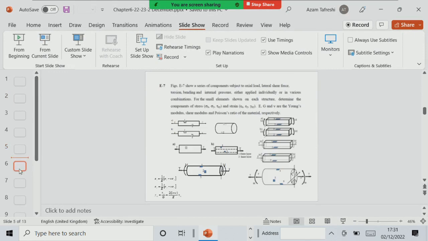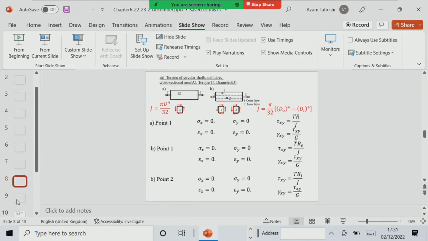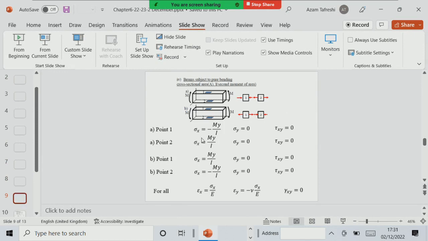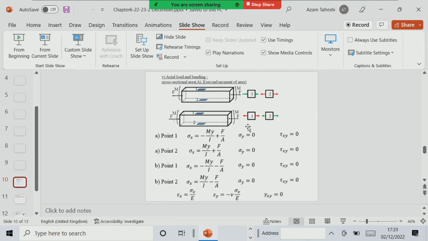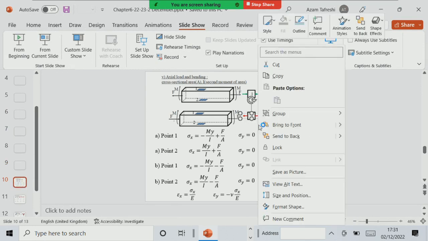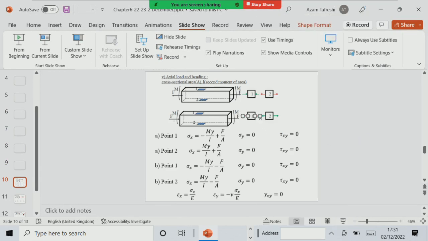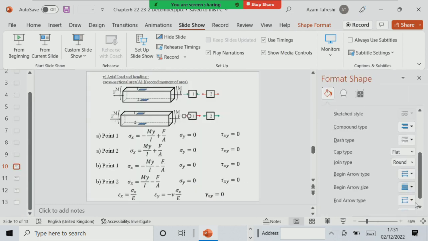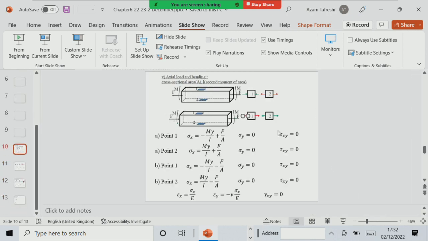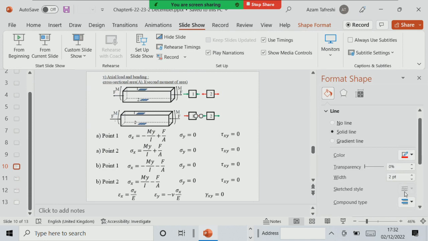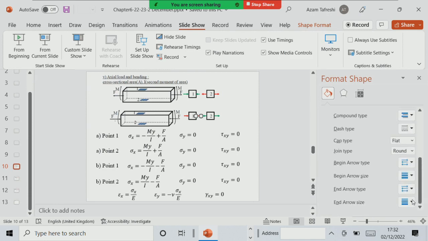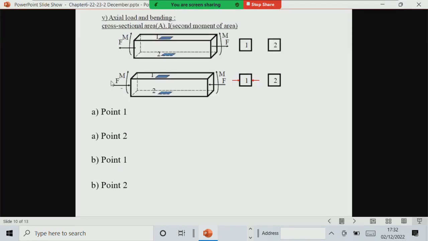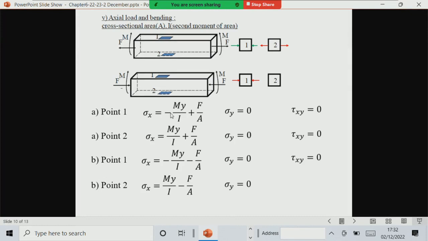you're going to use them for revision, so make sure these are correct. So this is correct. This point 1 should be compression. This should be compression as well. Yeah, that's correct now. And the other one depends on which one is bigger than the other one. So this is going to be compression. This is the correct one.